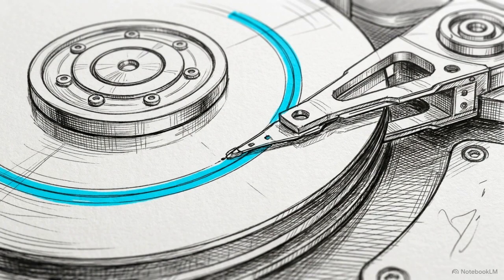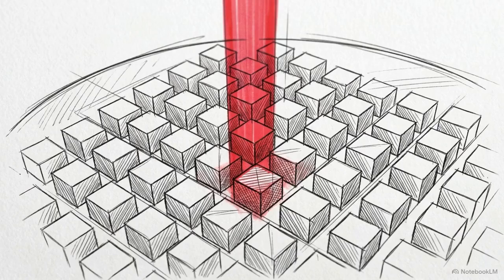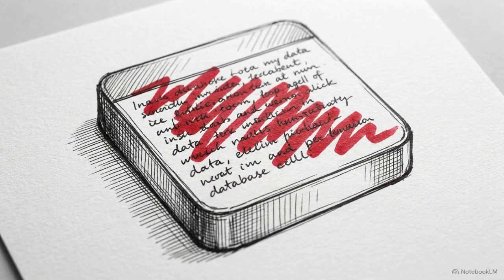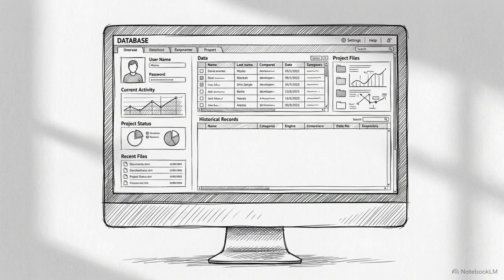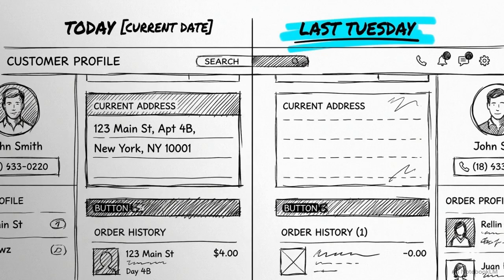At the mechanical level, the database engine locates the specific sector on the storage disk and physically overwrites the existing data cell with the new value. This architecture is inherently destructive. The previous state of the record is erased from the storage medium to make room for the update. This creates a structural blind spot known as historical amnesia. The database can retrieve a customer's current address instantly, but it cannot tell you where they lived last Tuesday.